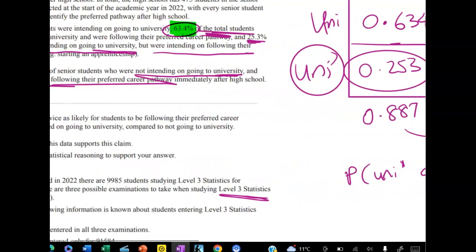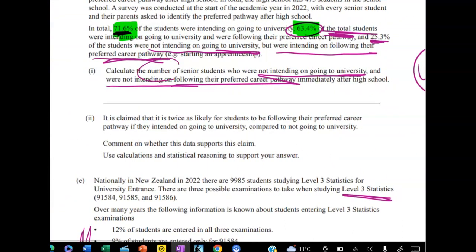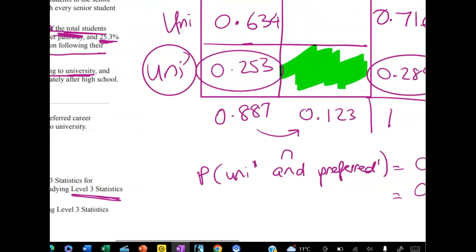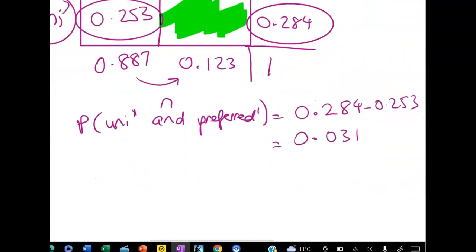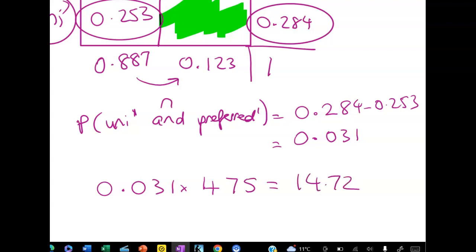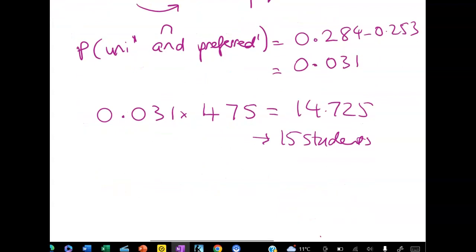So that's a percentage, but we don't want a percentage. We want the number of senior students. So it's going to be 0.031 times, I think it's 475 senior students. That gives me 14.725, which rounds up to 15 students in this category.